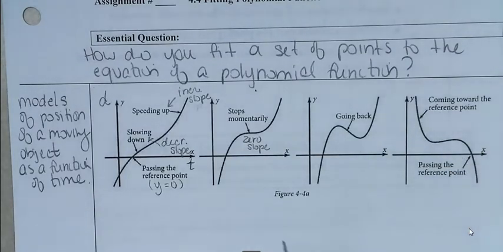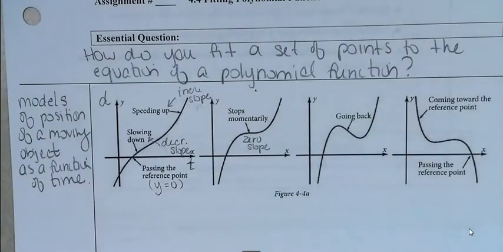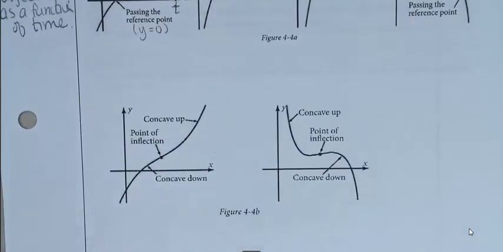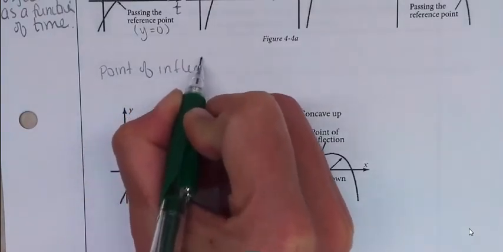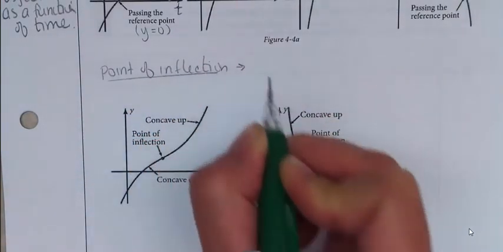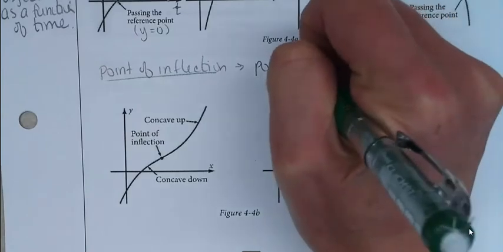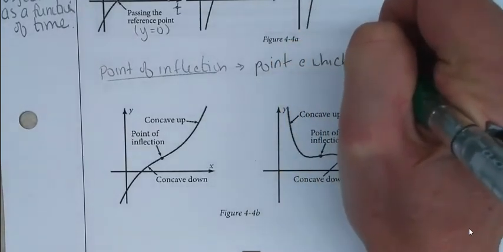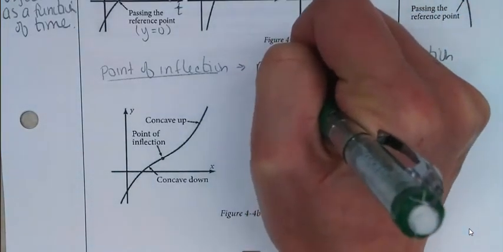So it's really important, anytime you're dealing with a polynomial function, to label your axes, try to really understand what the x-intercepts represent, and also think about the slopes and those critical points. Also think about concavity and points of inflection. Just as a reminder, a point of inflection is a point at which the direction of concavity changes.